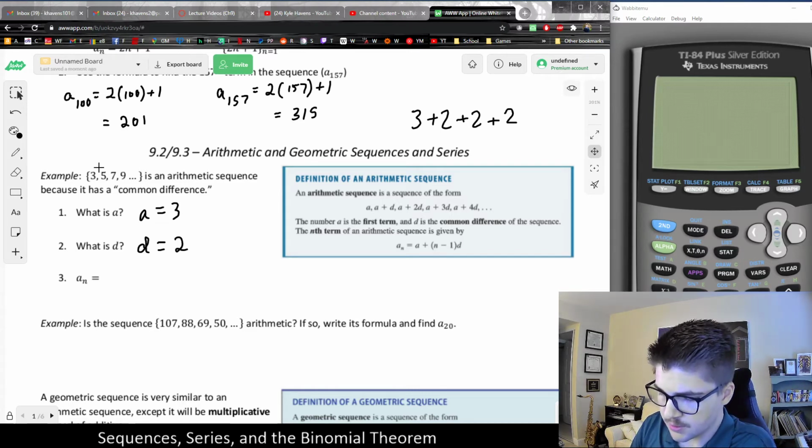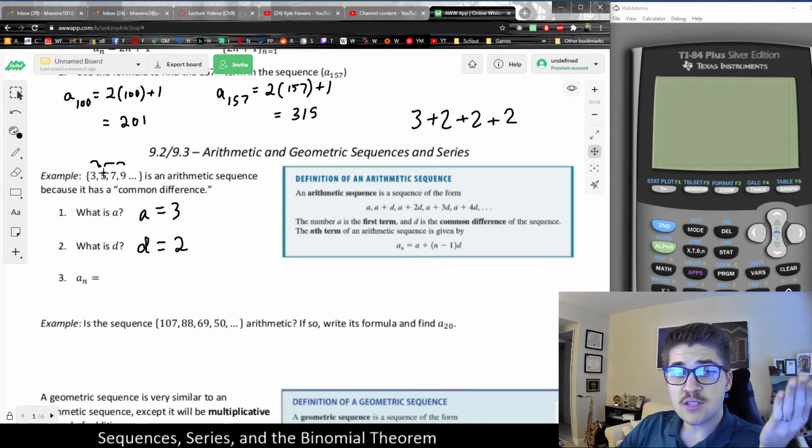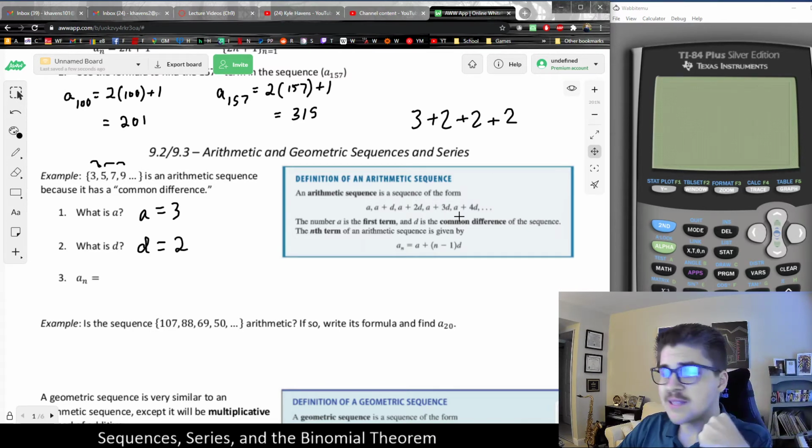Because if I'm going plus 2, plus 2, plus 2, I could look at that as, well, how many 2's have I added from the start? Because the first term was 3. To get to 9, I had to add 1, 2, 3 groups of 2, so that would be a plus 3d. And so on. Basically, a plus 4d would be the fifth term, so on and so forth.